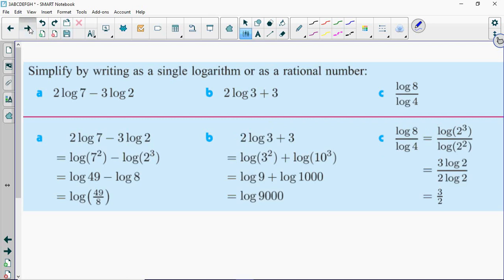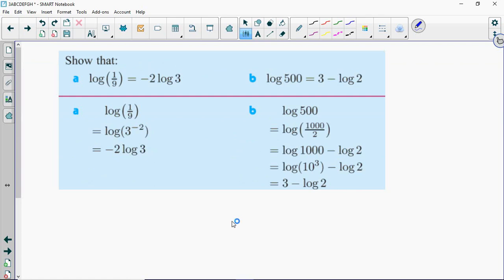All right, and here are two more. I've got nothing to say about these, except to point out that these are show-that questions. So remember, in a show-that, you don't cross over the equal sign. You just change one or both sides of the equation until they match. Okay, so take a look at that. Make sure it makes sense to you.